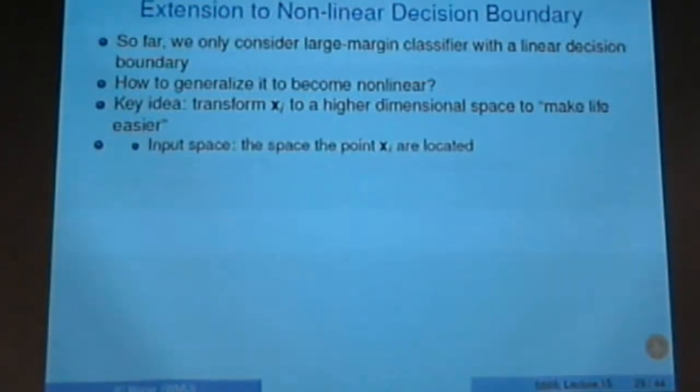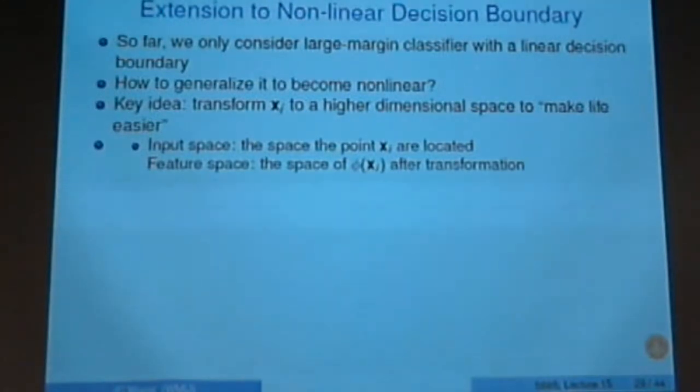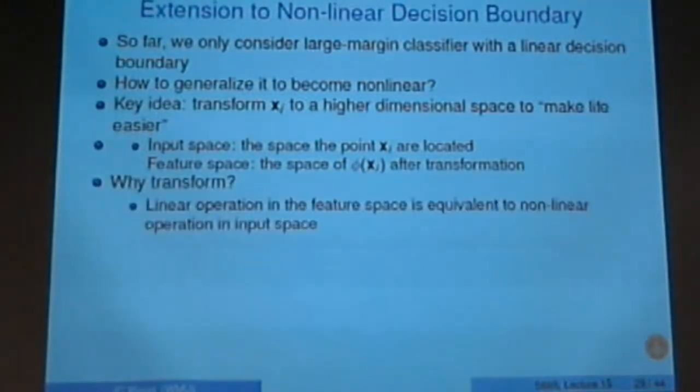In the input space, the points xi are located, and the feature space is the space of these input variables after transformation. It's called feature space. And the linear operation in the feature space is equivalent to the nonlinear operation in the input space, like the one we've seen earlier.